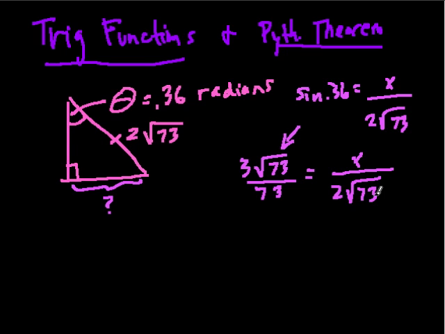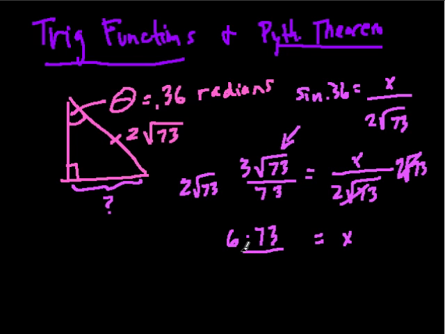If we multiply both sides by 2 times the square root of 73, these cancel out, 2 times the square root of 73 over here. Well, now x is going to be equal to, how do we do this? Well, 2 times 3 is 6, and the square root of 73 times itself is just 73. And then we're going to divide by 73. So these cancel out, and our mystery side is just 6.